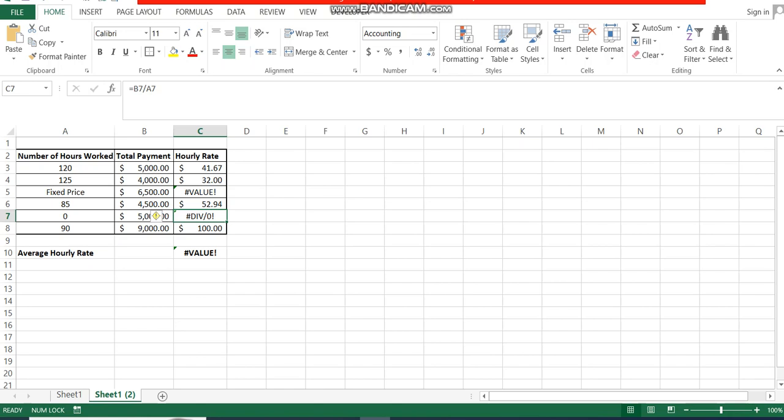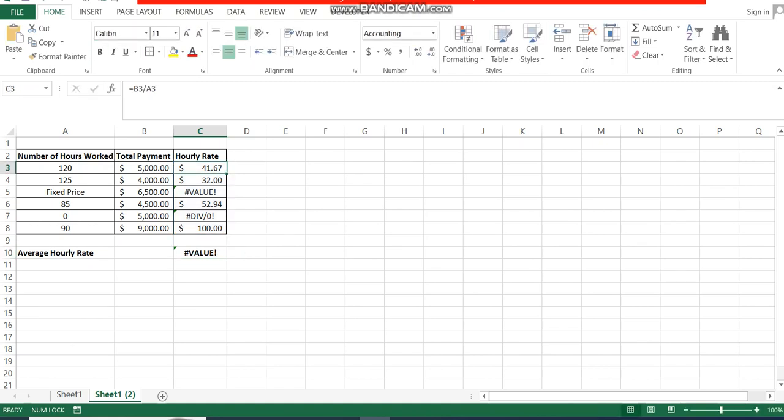So what you can do is to eliminate these errors with the help of a slight change in the formula. That is really easy and simple, because sometimes mistakes in these formulas also affect other formulas which are linked with them, such as the average hourly rate, which takes into consideration all the hourly rates.